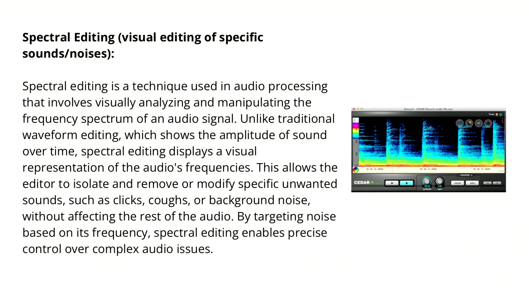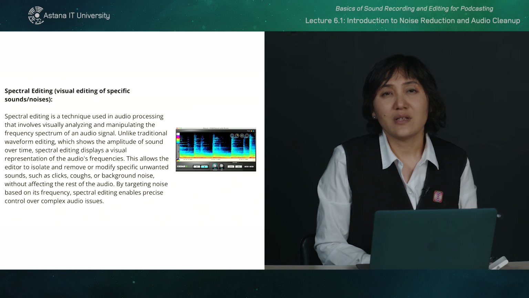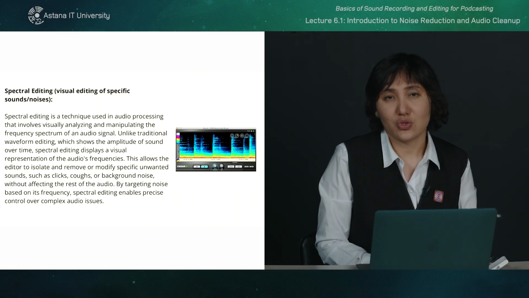Spectral editing is a technique used in audio processing that involves analyzing and manipulating the frequency spectrum of an audio signal. Unlike traditional waveform editing, which shows the amplitude of sound over time, spectral editing displays a visual representation of the audio's frequencies. This allows the editor to isolate and remove or modify specific unwanted sounds, such as clicks, coughs, or background noise, without affecting the rest of the audio. By targeting noise based on its frequency, spectral editing enables precise control over complex audio issues.